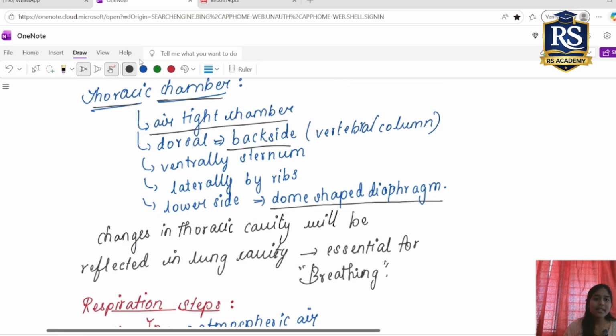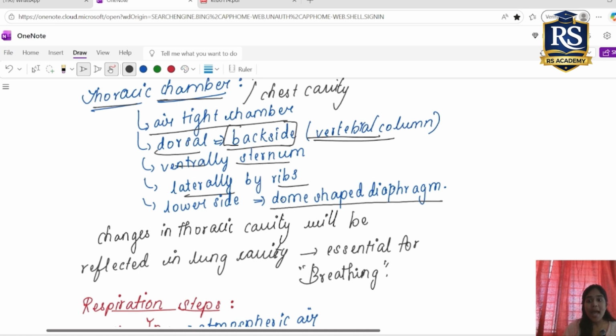Okay. Now let us see the thoracic chamber. The human respiratory system is located inside the thoracic chamber, also known as the chest cavity. The thoracic chamber is an airtight chamber, and it is dorsally supported by the vertebral column. What is dorsal? Dorsal is nothing but the backside. Dorsally supported by the vertebral column, ventrally by the sternum, laterally by ribs, and on the lower side by the dome-shaped diaphragm.